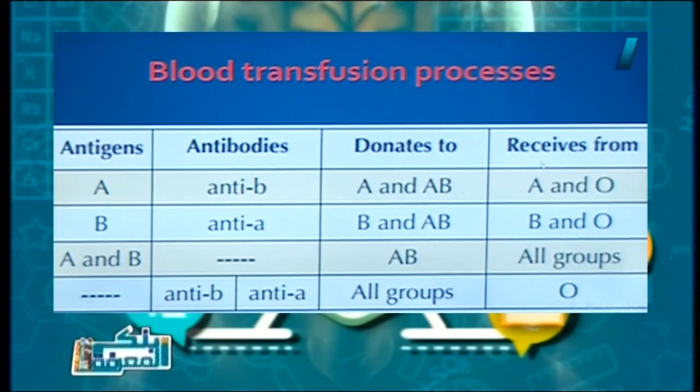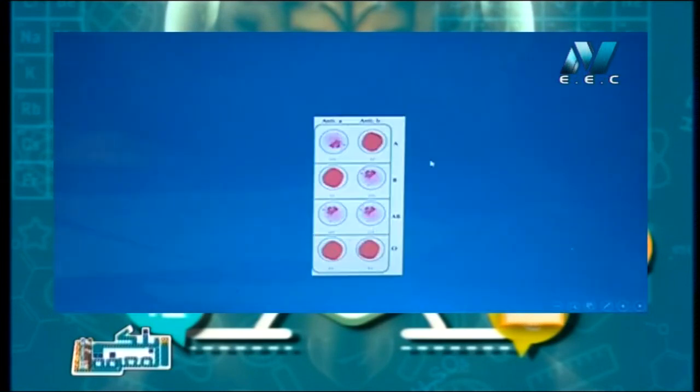Which one receives from the other one? The blood group A receives from A, and O also. B also receives from B and O. AB receives from all types, other types of blood groups, and O receives only from O.